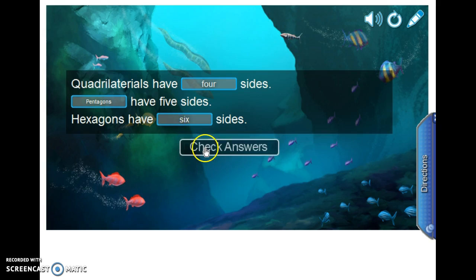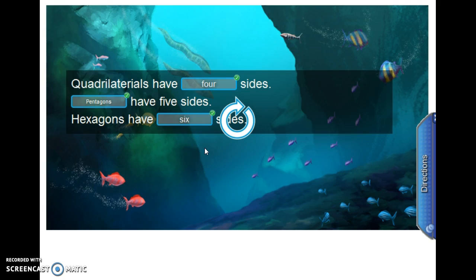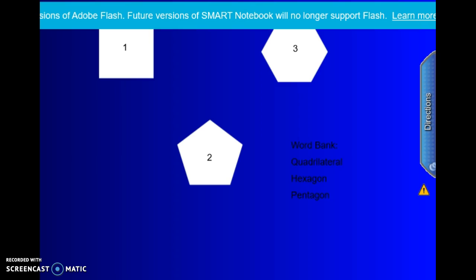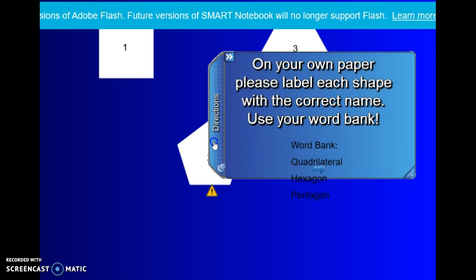So let's go ahead and check our answers. And you guys did perfect. Very good job. So now let's go on to another little review. So I want you guys on your own paper, so on another sticky note, please label each shape with the correct name. Use the word bank.